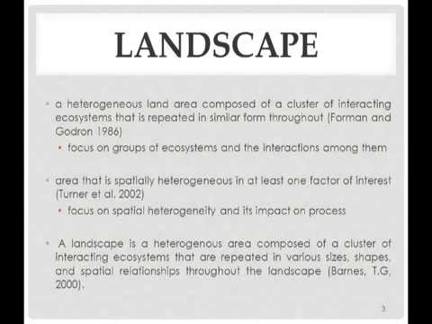Another definition is by Turner. According to him, a landscape is an area that is spatially heterogeneous in at least one factor of interest. So for him, he focuses on spatial heterogeneity and its impact on a process, while Barnes defines landscape as a heterogeneous area composed of a cluster of interacting ecosystems that are repeated in various sizes, shapes, and spatial relationships.